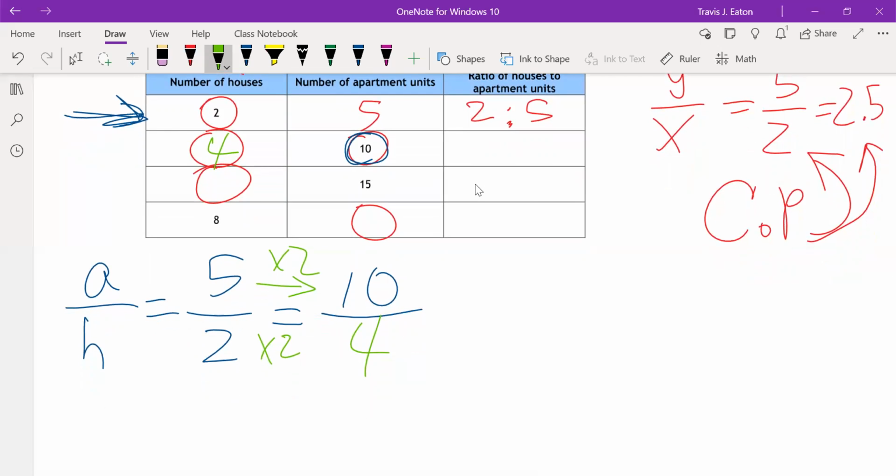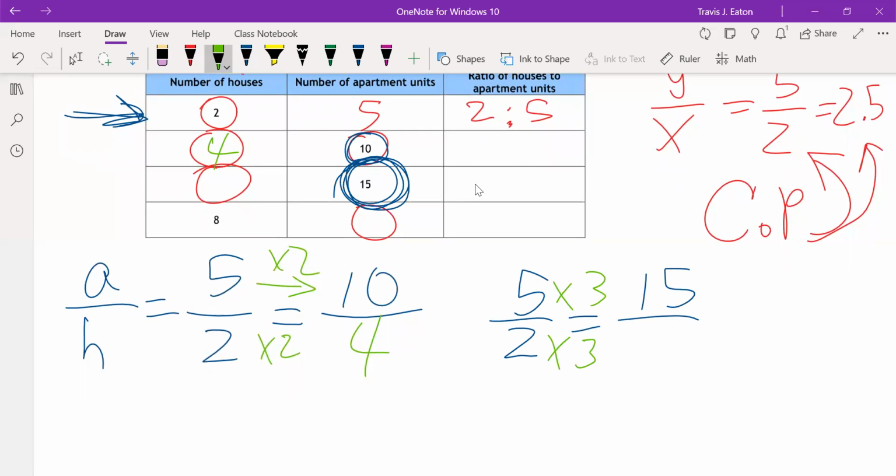Okay, now this next one, there are 15 apartment units. So again, we can set up that same proportion. Start with this ratio of 5 to 2. But in this case, apartment units, we have 15. Remember, you have to keep those in the right place. The numerator in this case is the apartment units. So how many houses would that be? Well, again, how do I get from 5 to 15? Well, 5 times 3 is 15. And I would have to do the same thing in the denominator. So 2 times 3 would be 6. So there would be 6 houses if there were 15 apartment units.